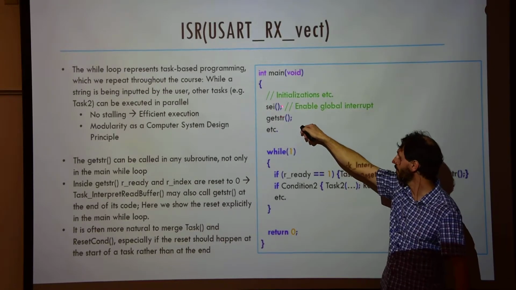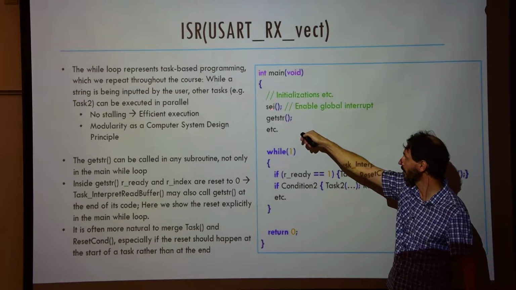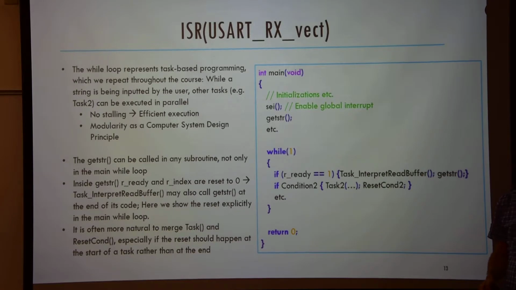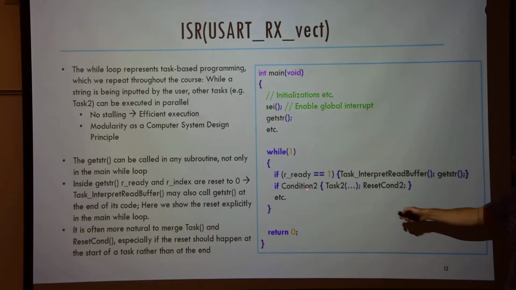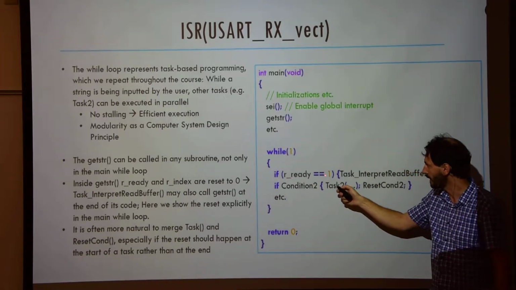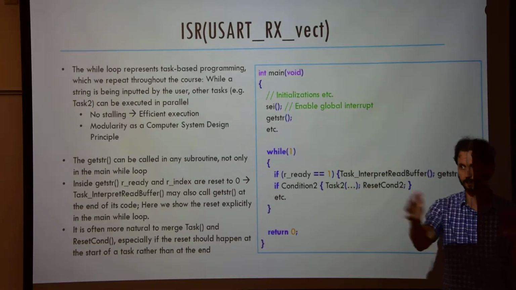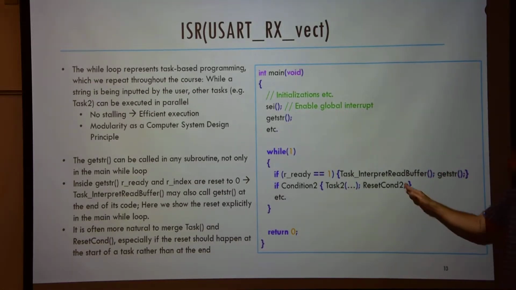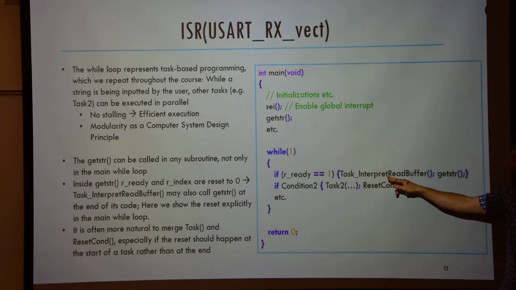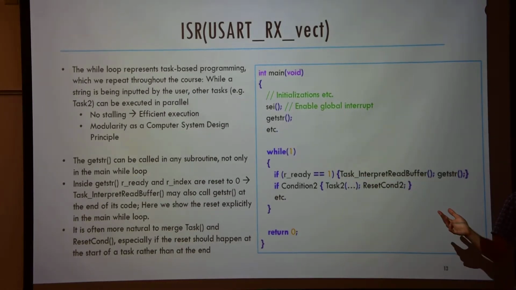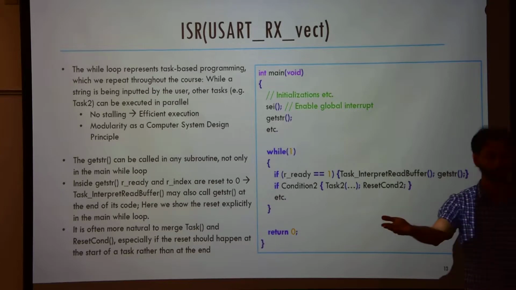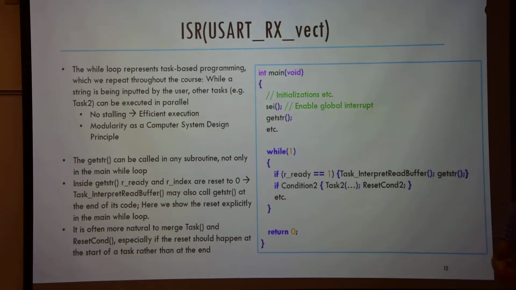And the important one over here, in the initializations, is that I enable a global interrupt. If already in my while loop is equal to 1, meaning that a string has been received in its completion, then I can say, well, the task interprets the read buffer. I'm not specifying it, but it could be one of your finite state machines from when you were processing email addresses, for example. That's what you do. And after that, I may want to call get string again. I can call this functionality.